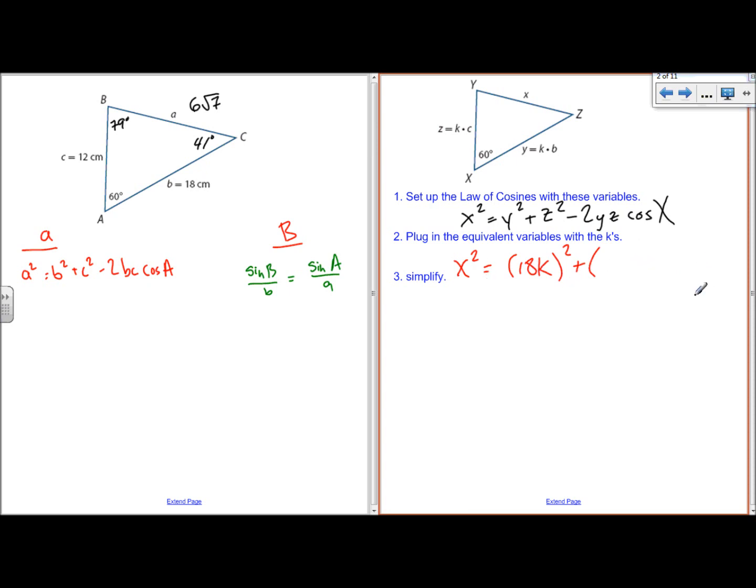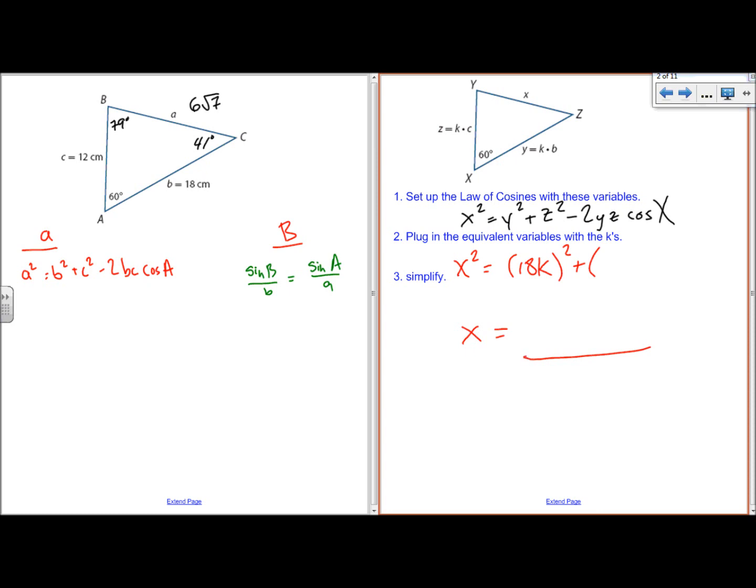Okay, you're going to get this big long equation. Then what I want you to do is simplify it. You can simplify 18k squared, and you're going to get a bunch of k squareds and simplify that. And eventually, I just want you to see x equals blah, blah, blah.